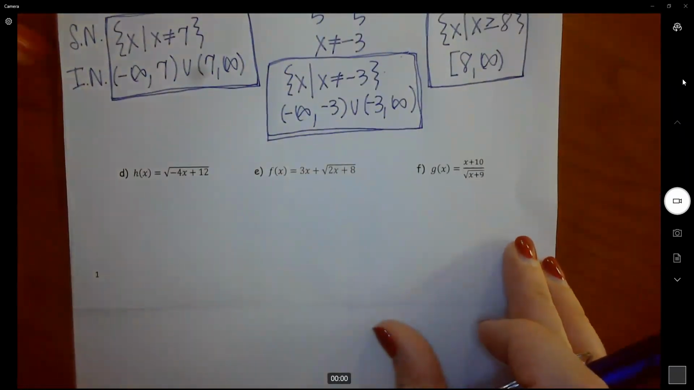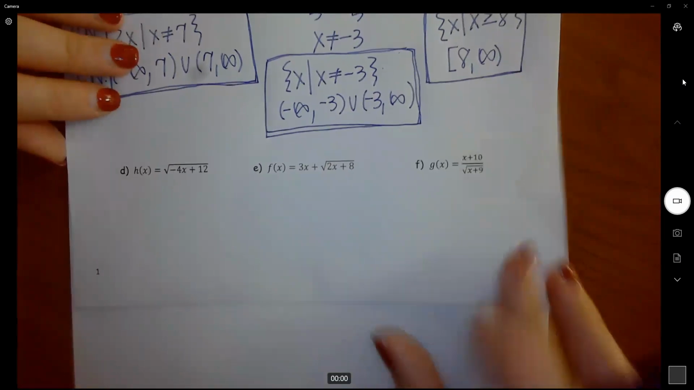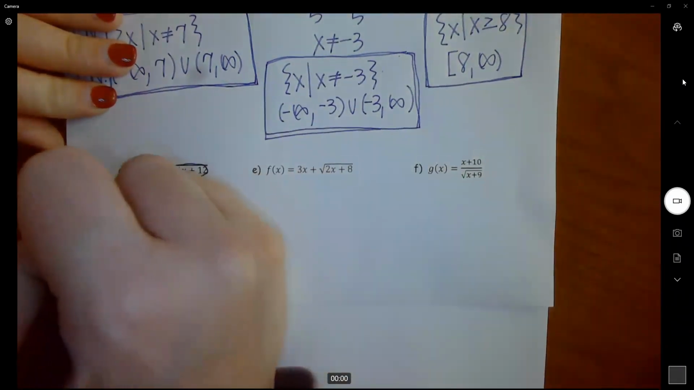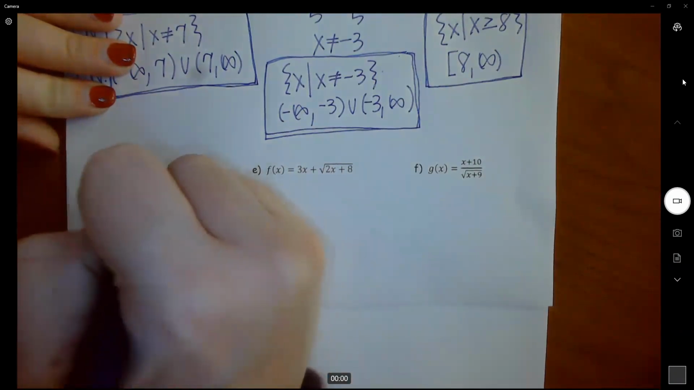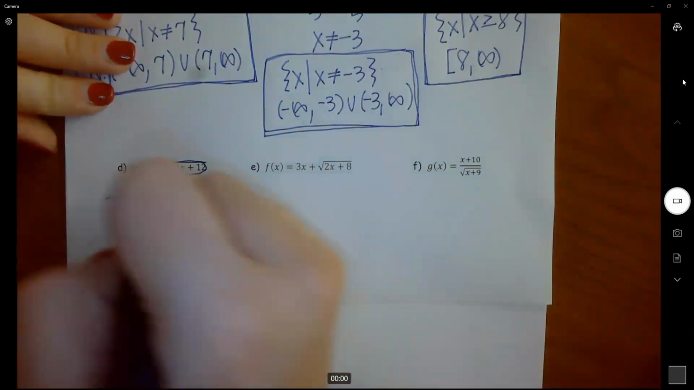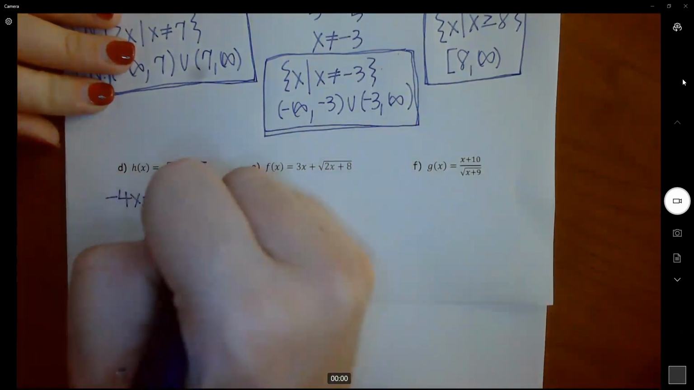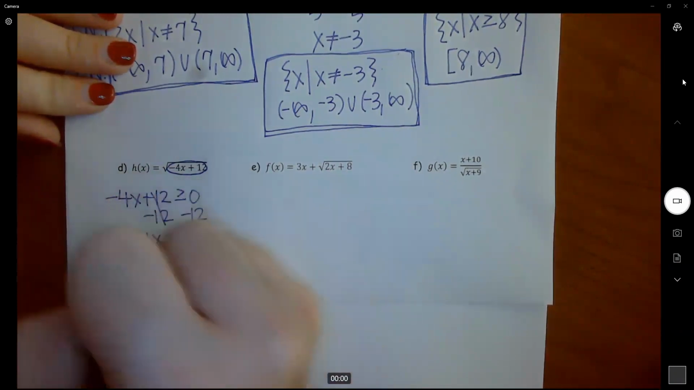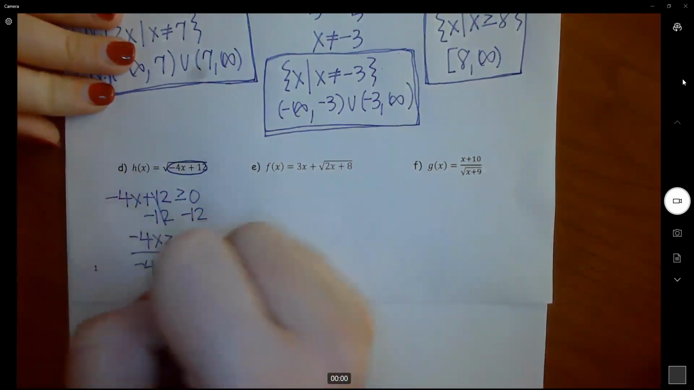On D, I again want to make sure that what's under this radical stays positive. So I've got 4x plus 12 is greater than or equal to 0. We will subtract our 12 and divide by a negative 4.